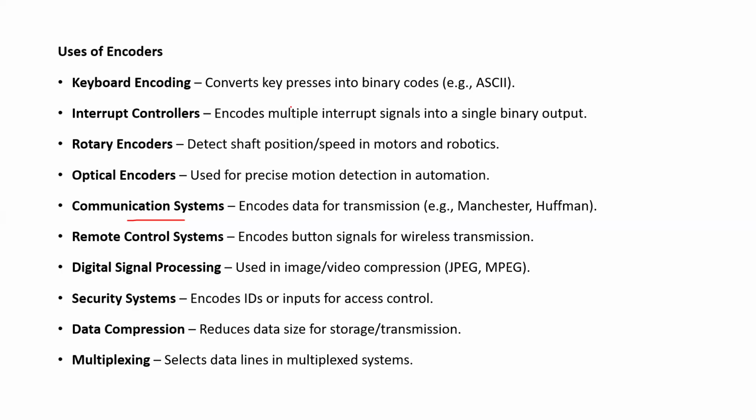So when we press the letter A on the keyboard, what will happen? The keyboard does not send a separate wire signal for that key. Instead, the encoder inside the keyboard converts the pressed key into a unique binary code, like the ASCII value for A, 01000. It is converted to binary code and sent to the computer. So the computer then understands which key was pressed.